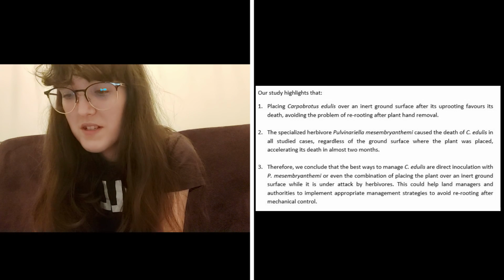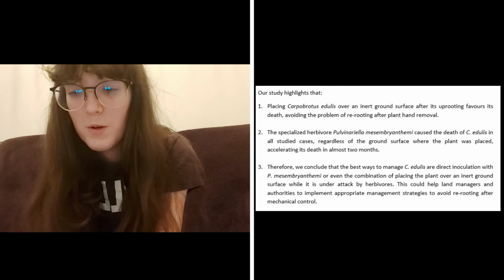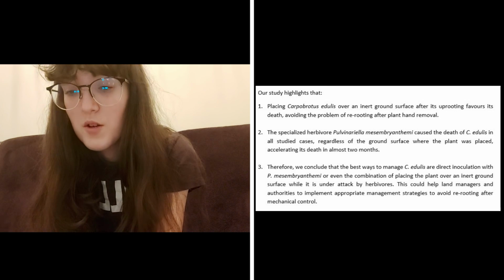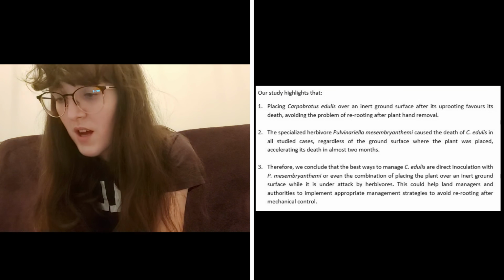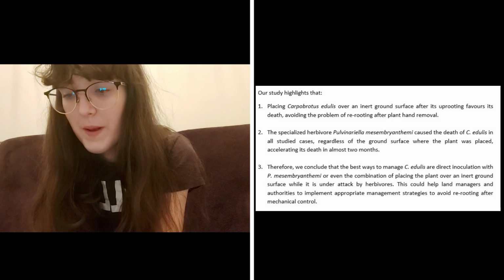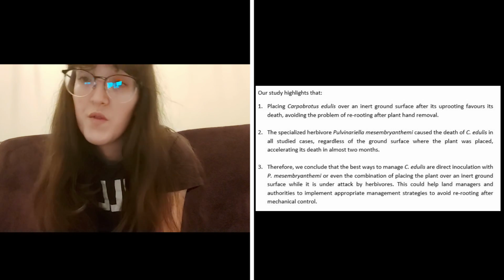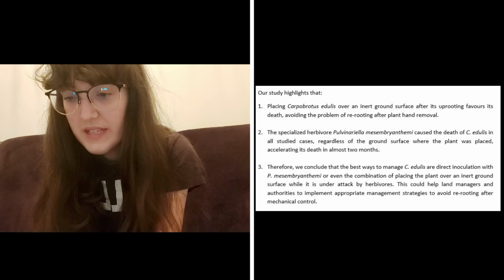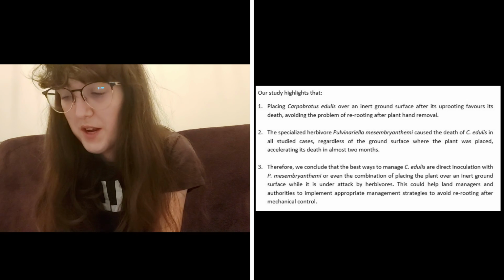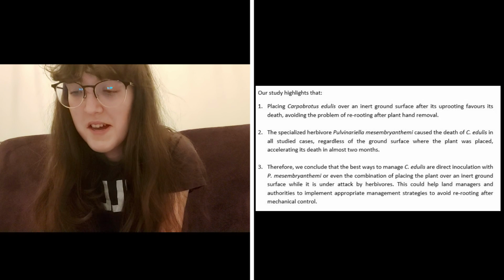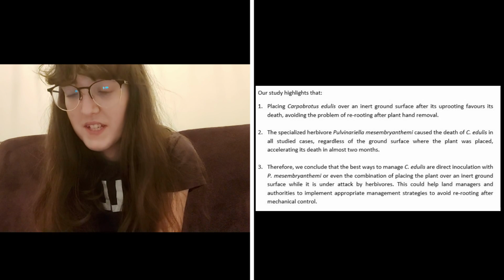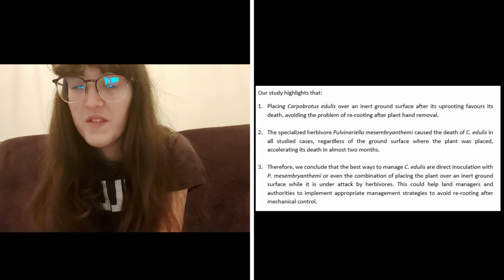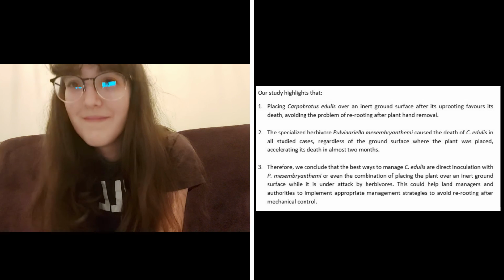Therefore, we conclude that the best ways to manage Carpobrotus are direct inoculation with Pulvinariella, or even the combination of placing the plant over an inert ground surface while it is under attack by herbivores. This could help land managers and authorities to implement appropriate management strategies to avoid rerooting after mechanical control.